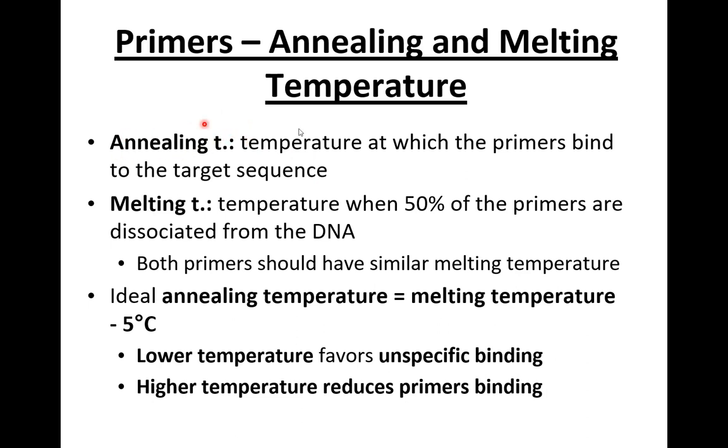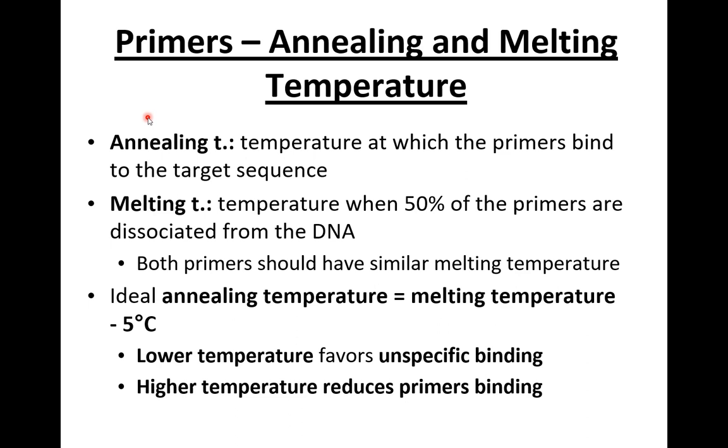And the annealing temperature is the temperature that you use in the PCR to get the primers to bind to the target sequence. As a rule of thumb, once you have determined the melting temperature of your primers, and I will show you in the next slide how you can roughly do it, you would choose an annealing temperature in the second step of your PCR cycle, the annealing step, which is 5 degrees lower than the predicted melting temperature. Okay.